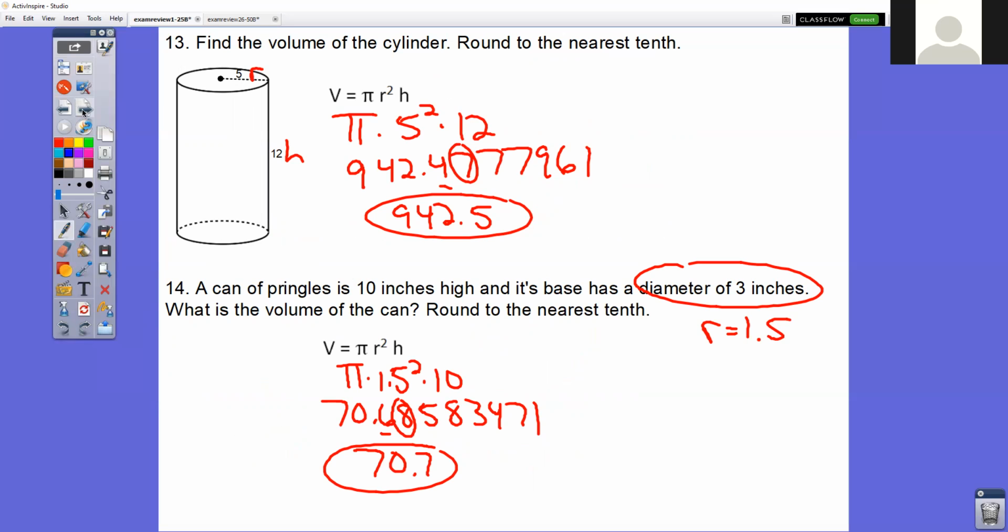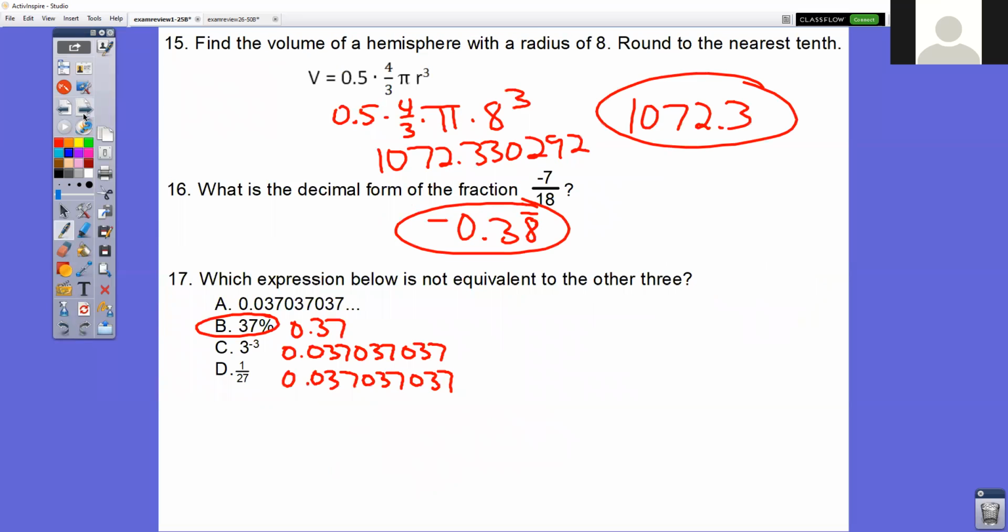In question number 14, you have a can. A can is a cylinder just like this. It is 10 inches high, so that is your H, and it has a diameter of 3. You never want the diameter, you want the radius. So 3 divided by 2 equals 1.5 for our radius. Pi times 1.5 squared times 10 is 70.7 when you round.